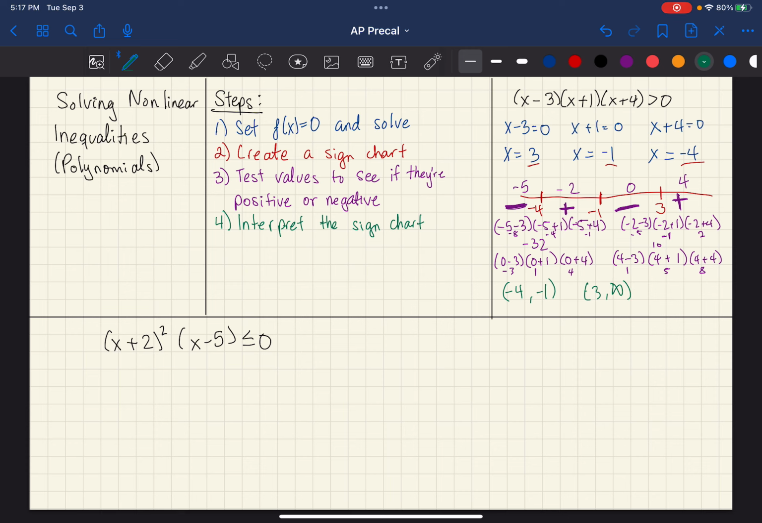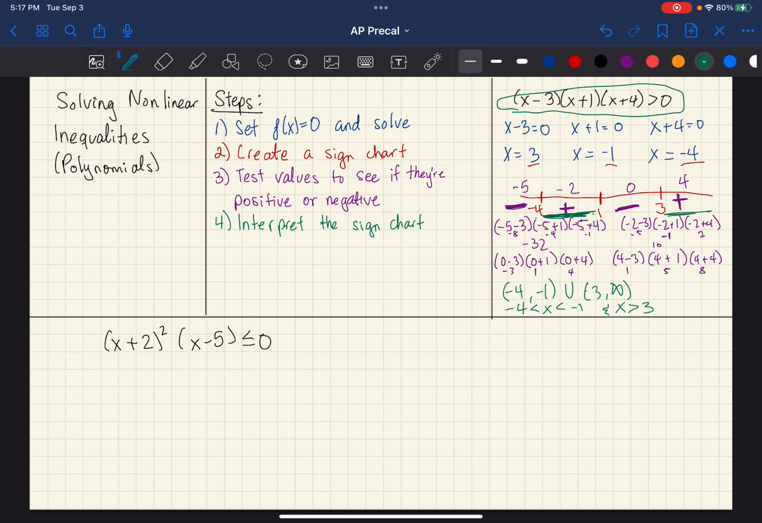Now you might be wondering why I only included these 2 intervals. And the reason is because I have to look back at my original function, right? I'm looking for values greater than 0. Well, that means that I'm only looking for the positives, right? And my positive range areas were between -4 and -1 and 3 to positive infinity. So if you wanted to write it as an inequality, because technically we're solving inequalities, you would say -4 is less than x, which is less than -1. And you would say x needs to be greater than 3.